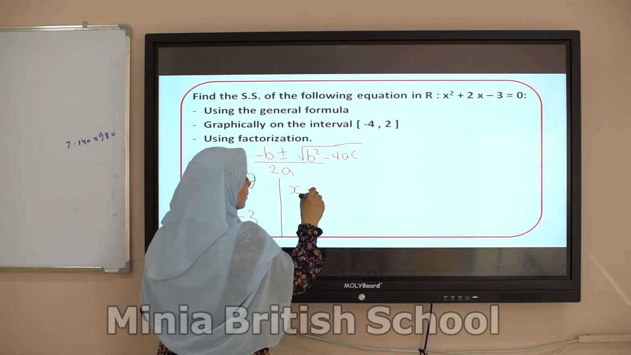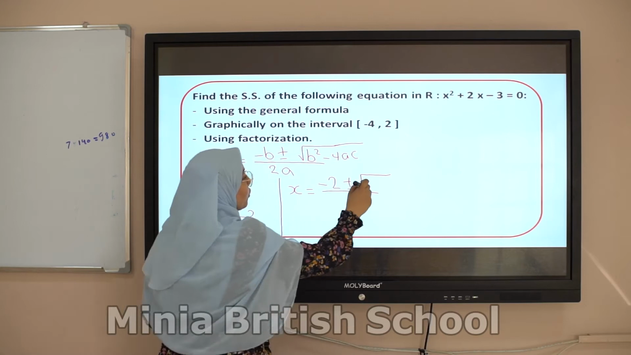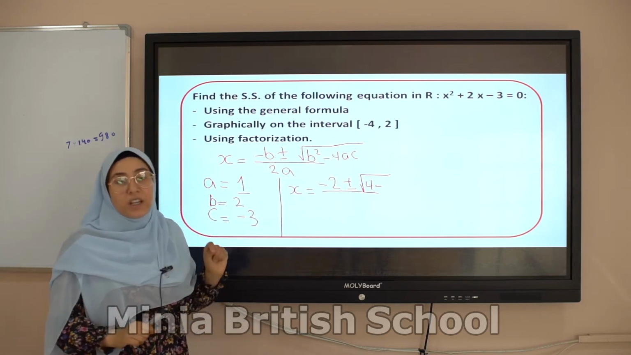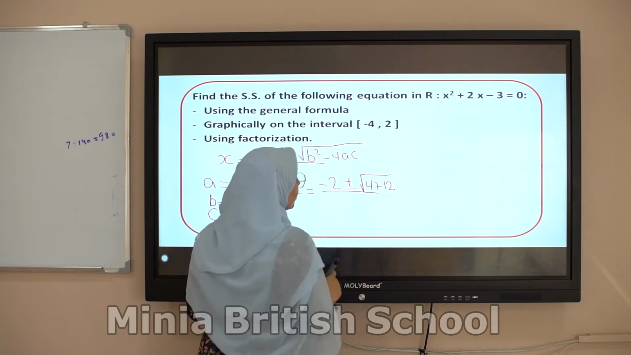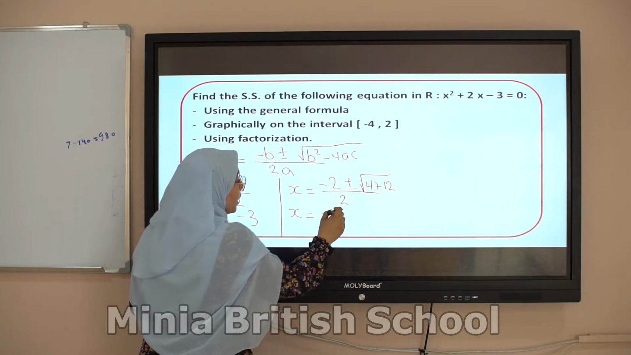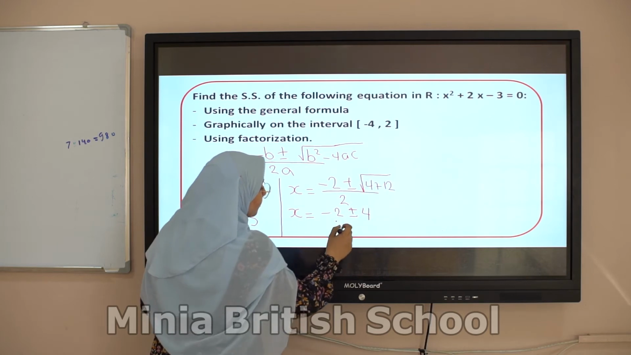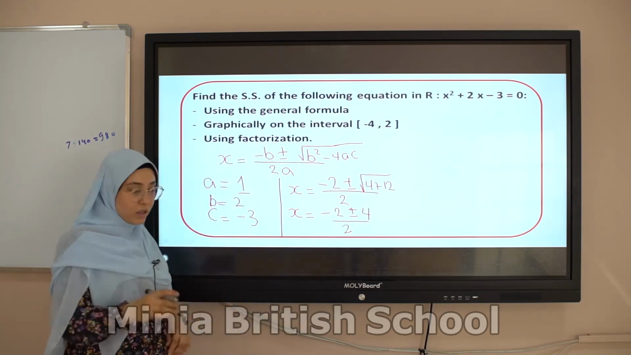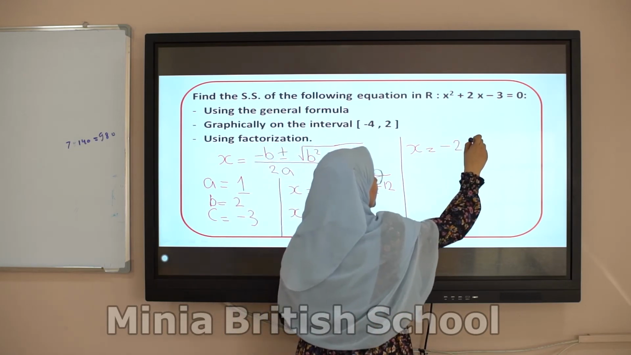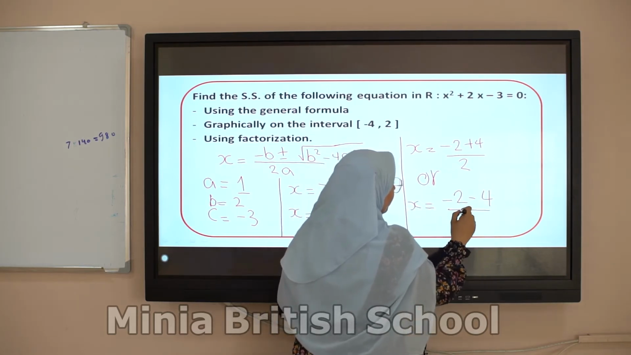x equals negative b, negative 2, positive or negative root 4 minus 1 times 4 times negative 3, which equals 12. So 4 plus 12, divided by 2a, which is 2. So x equals negative 2, here root 16, positive or negative 4, divided by 2. So x equals negative 2 plus 4 divided by 2, or x equals negative 2 minus 4 divided by 2.